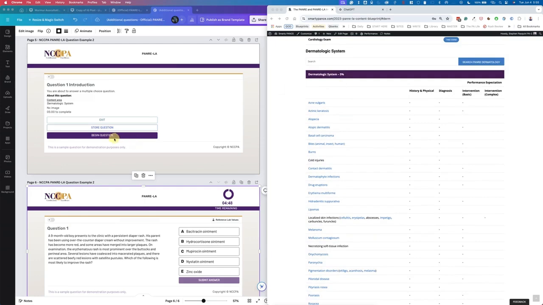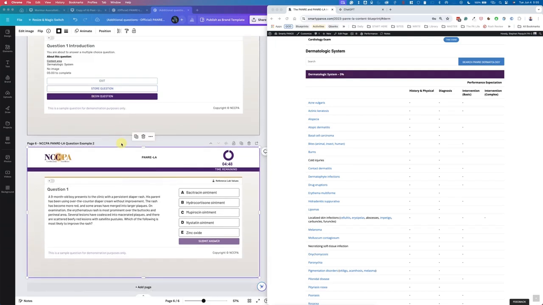And I'm ready. I'm just going to go ahead and begin the question. So I'm clicking begin question. Here we are at the question page. We read the lead-in question first. Remember, this is always key if you're not doing this already. Which of the following is most likely to improve the rash? So we know this is about treatment. I quickly look at my options here just to familiarize myself with them.